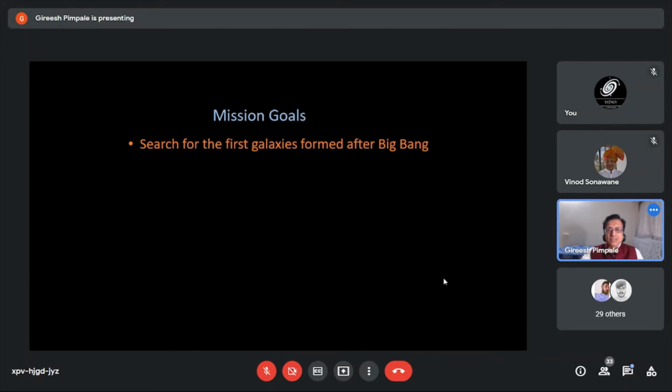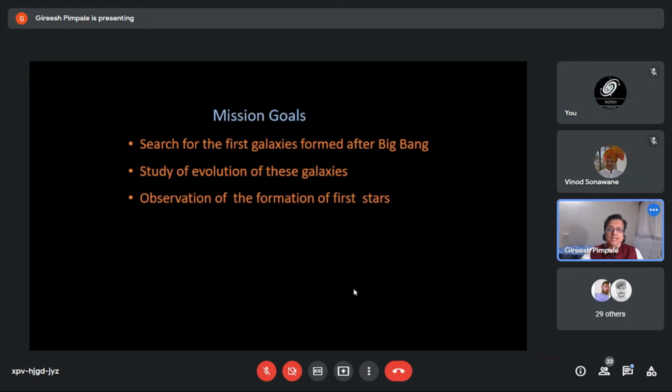There were a number of changes, and evolution was there. So when the first galaxies were formed after Big Bang, this telescope will try to find that out. Then how these galaxies evolved. So what were the changes that took place during all these years, billions of years, that this telescope will try to understand.